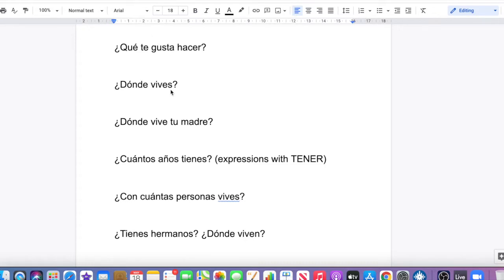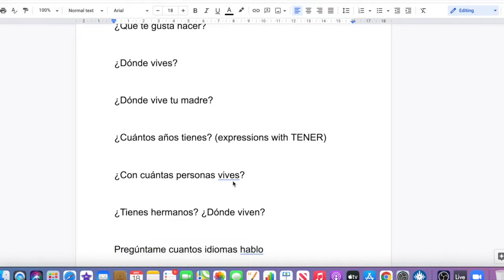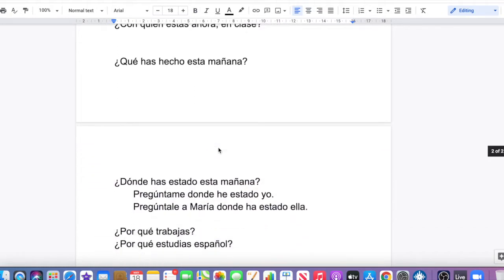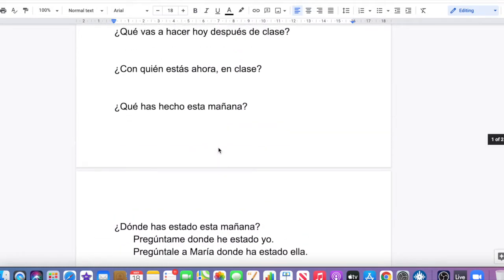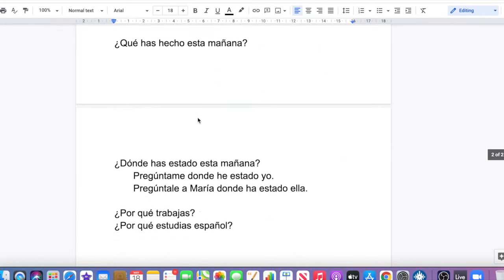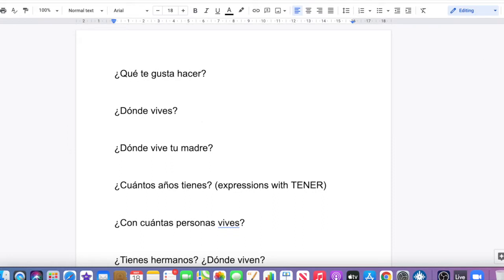You know, gustar, it's a verb that is a little bit tricky, but don't go too deep into details. Just tell them, me gusta is I like, te gusta is you like. Okay? And then you can see very basic questions that integrate the grammar and the vocabulary we gave the students in the first weeks. Tener, expressions with tener, ¿cuántos años tienes? That's a good one too, because it's different from English. In English, how old are you? In Spanish, it's like, how many years do you have? This would be a document for very, very beginners.